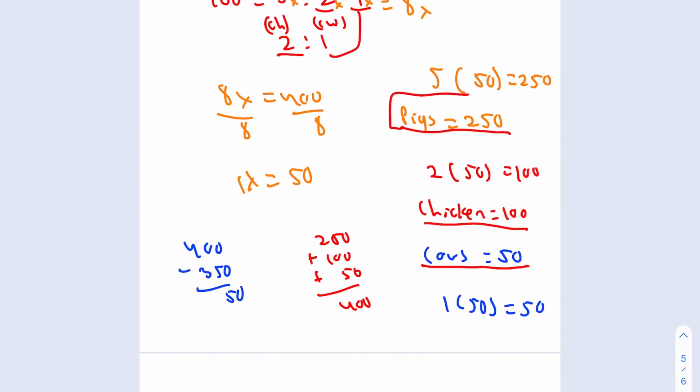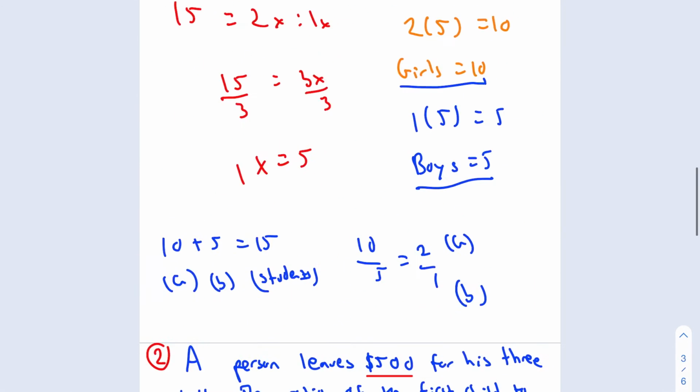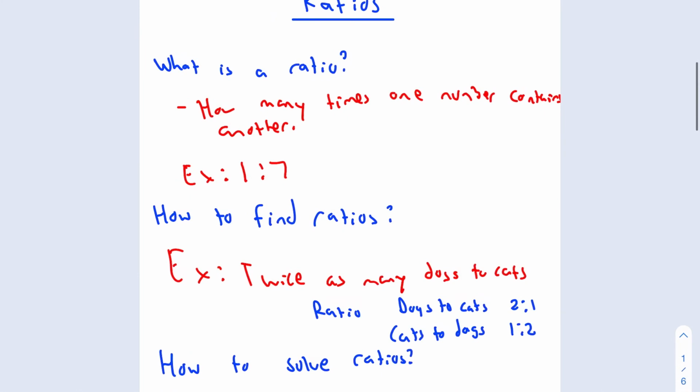Okay. So just to summarize, what is a ratio? Ratios are basically like proportions. There's a certain number that is greater, that is a certain number of times greater. So 1 to 7, if we're looking back, there's 7 times as much. How do we find ratios? We add up all of the amounts of ratios, and then we set them equal to the total amount, and then we divide it and multiply it by the certain amount.